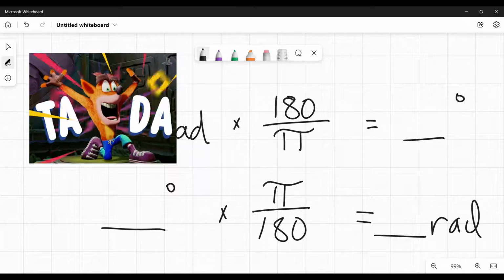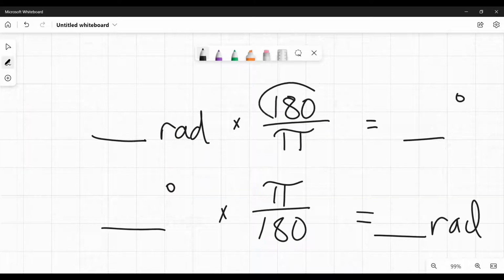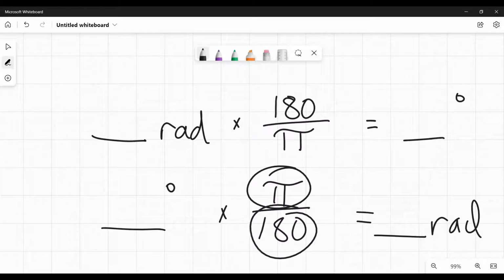That's it. Which is multiplying by 180 and dividing by pi. And then this one over here is multiplying by pi and dividing by 180. That's essentially what's happening. Okay, so if all you need is the formula, there you go. You're set. You're all ready.